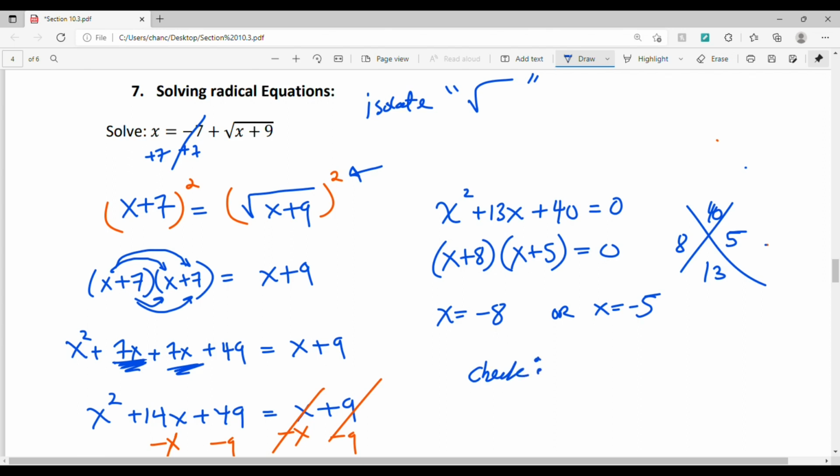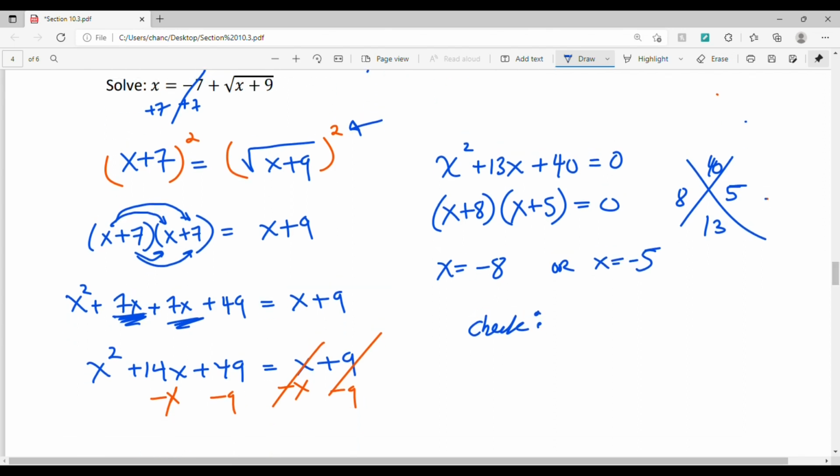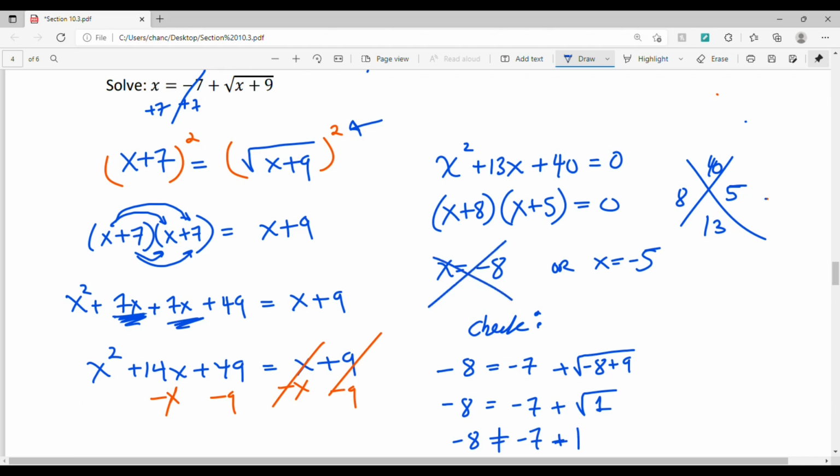So I'm going to check here. We'll start with the negative 8 in the original equation. So negative 8 equals negative 7 plus the square root of negative 8 plus 9. This simplifies to negative 8 equals negative 7 plus the square root of 1. And so you can see that this is not true. The square root of 1 is 1, and this is a false statement. So negative 8 doesn't work. It's not a good solution. We'll check negative 5 to see if that works, and we'll substitute it into the original equation.